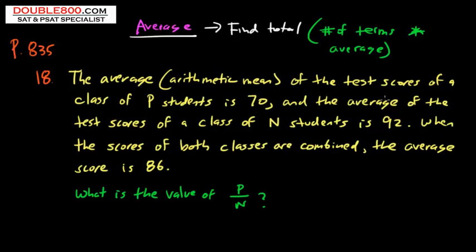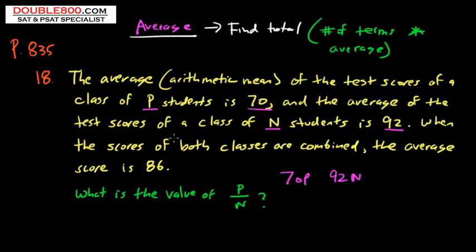The average of the test scores of a class of P students, that's the number of terms, is 70. How do we express that? Well, it would be number of terms P times 70. It would be 70P. And the average of the test scores of a class of N students is 92. N is the number of terms, 92 is the average, so 92N.